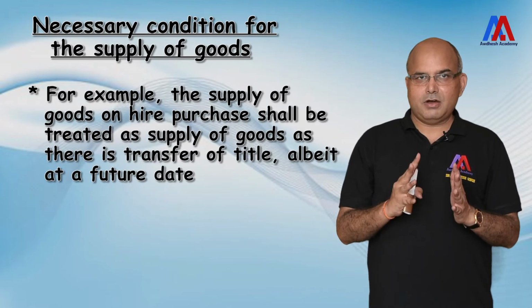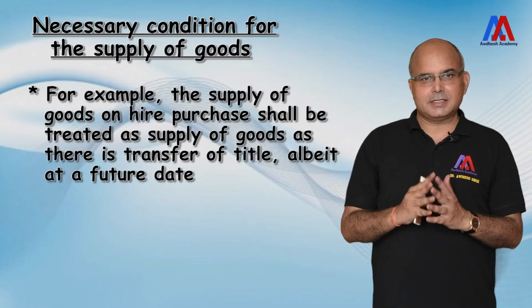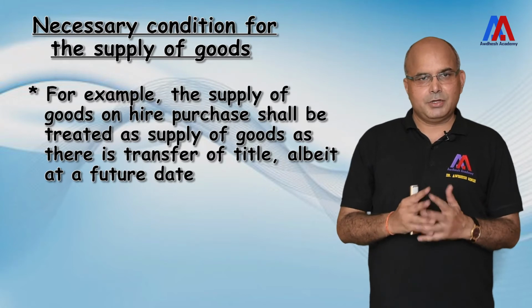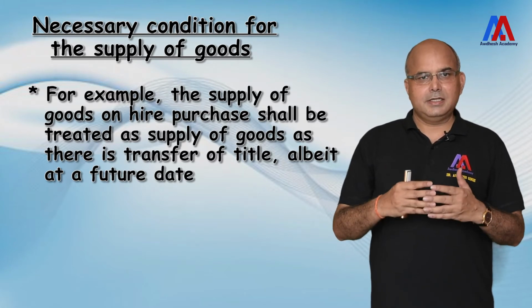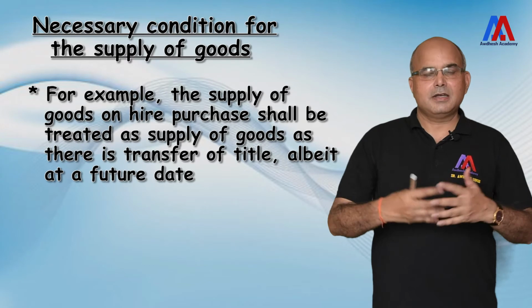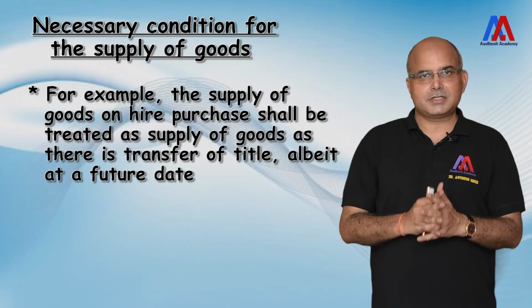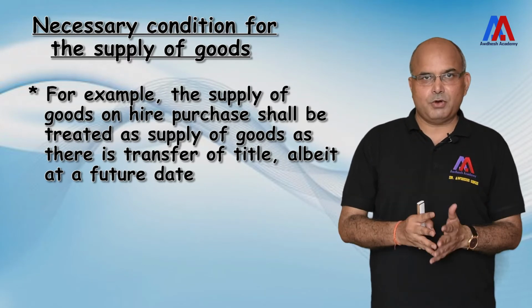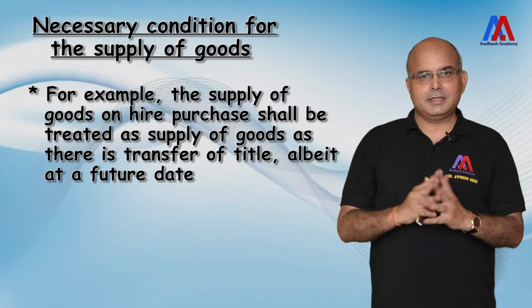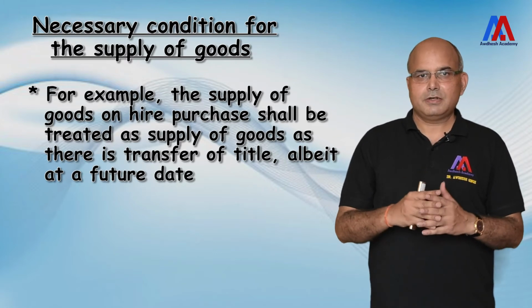So the supply of goods will be there if there is a supply on the hire purchase basis, because in that particular case the title is transferred later at a future date, but the possession is transferred on the spot, but both are transferred and therefore it will be a supply of goods.